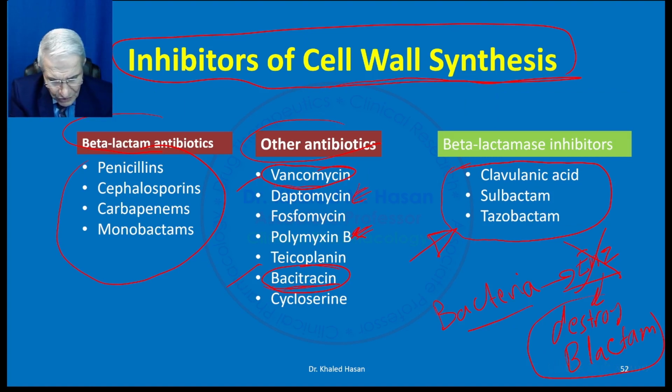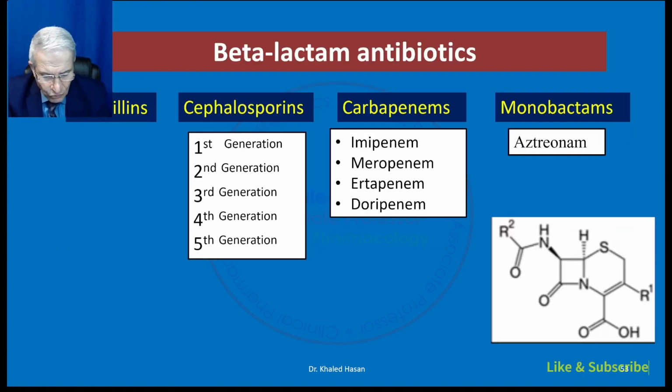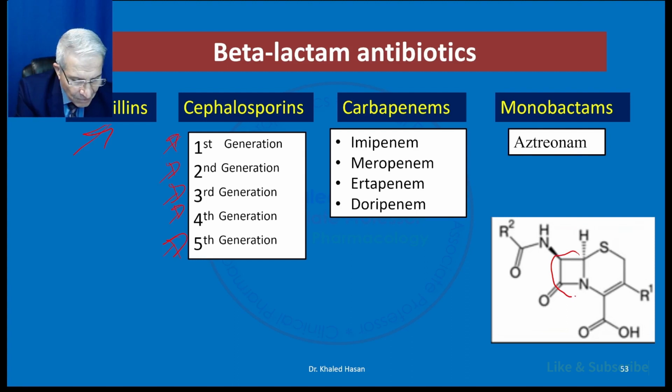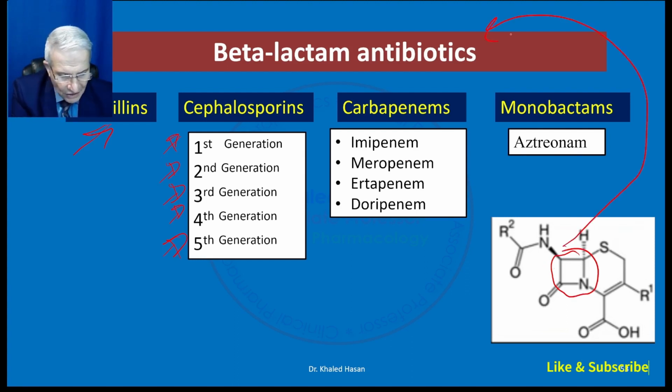Okay, so these are the groups of medication belonging to the beta-lactam. As you can see here, we have penicillin. We have a list of medication belonging to the penicillin. Then we have cephalosporin. We have 5 generations: first, second, third, fourth, and fifth generation. We are going to speak about the characteristics of each generation. Carbapenem, we have imipenem, meropenem, ertapenem, doripenem. Then we have monobactam, azithromycin. So you can see here the beta-lactam ring. This beta-lactam ring may be the main constituent of the beta-lactam antibiotics.